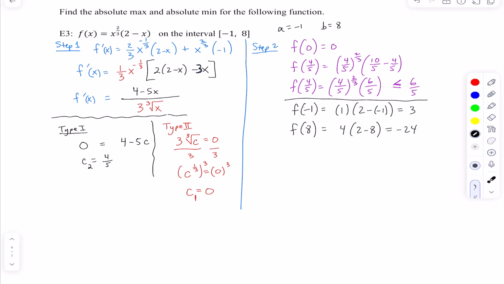And now we simply compare all these outputs. We compare all these numbers and see which one is the biggest. The biggest number here is 3. Okay, so therefore, at x equals -1, the absolute max of the function is 3.